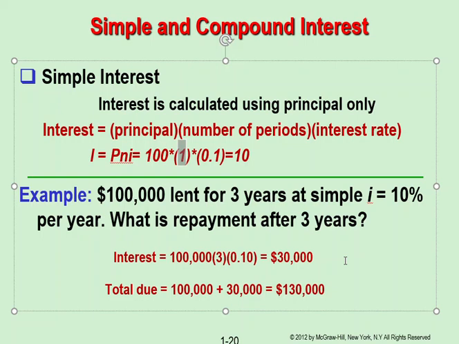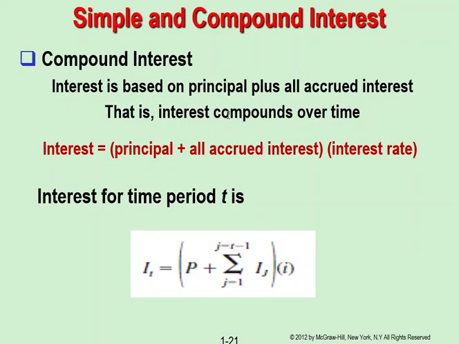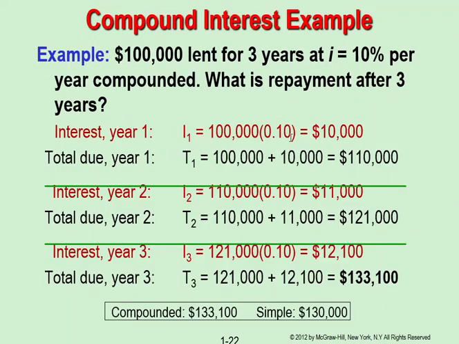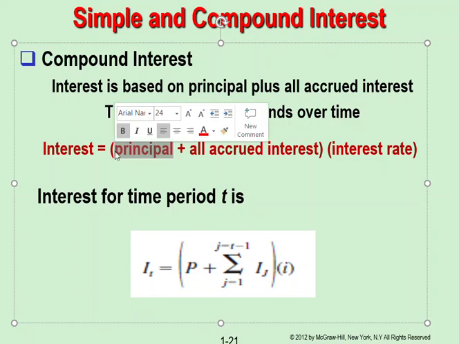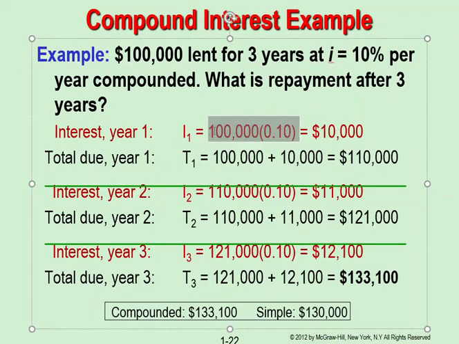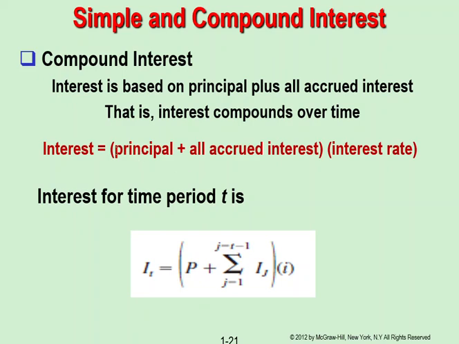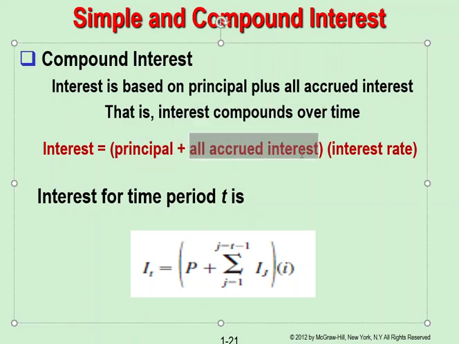Where's the problem? Our problem is with the compound interest rate. With compound interest, it is not the same amount of interest you pay per year. You have the principal. The first year, you get your interest. Then the second year is not going to be the regular interest. It's going to be interest on the interest. That's why we call it compound. Interest on the interest. So it is the principal plus all the previously accrued interest times the interest rate.